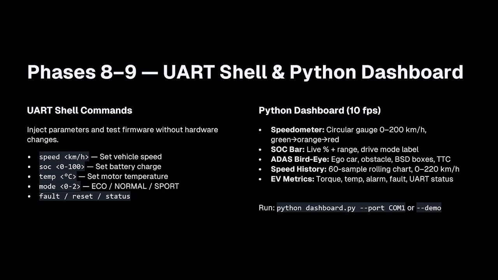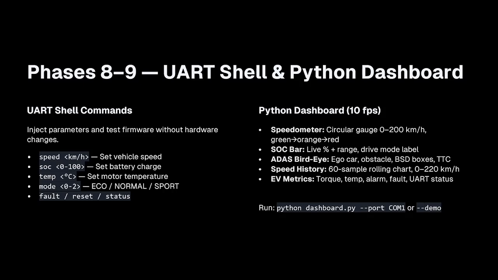Then the Python dashboard gets updated at 10 frames per second. It includes the speedometer, a circular speedometer that displays vehicle speed, with a gauge of 0 to 200 km per hour. Then the SOC bar shows the live percentage of the battery, the range, and the drive mode currently enabled. Then the ADAS view shows the top view of the car, the nearby obstacles, the time to collision values, blind spot detection, forward collision detection, etc.